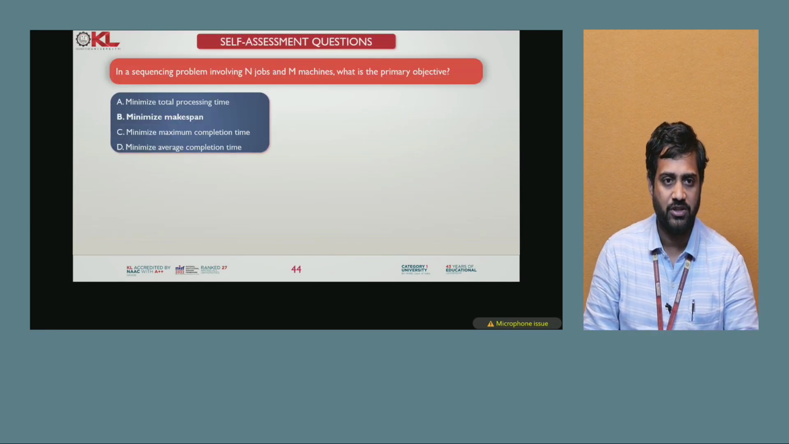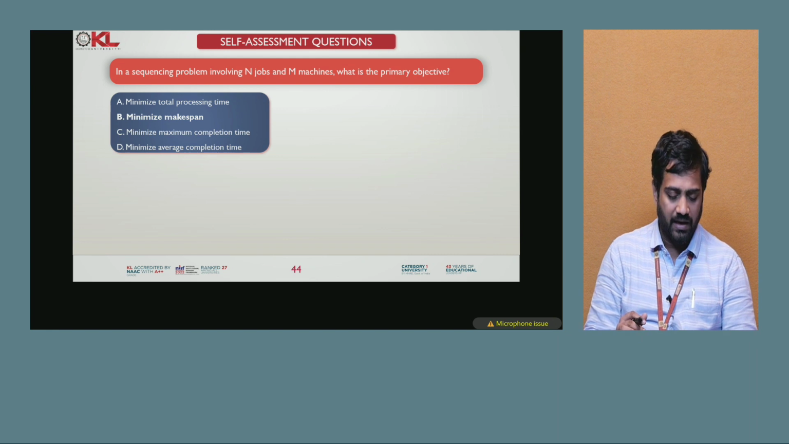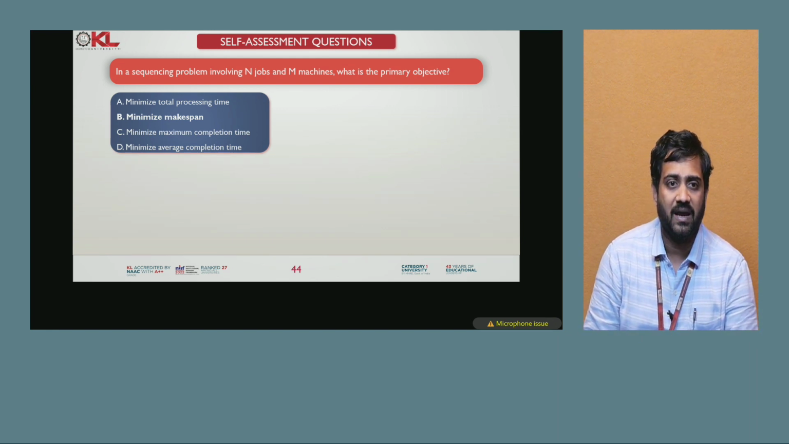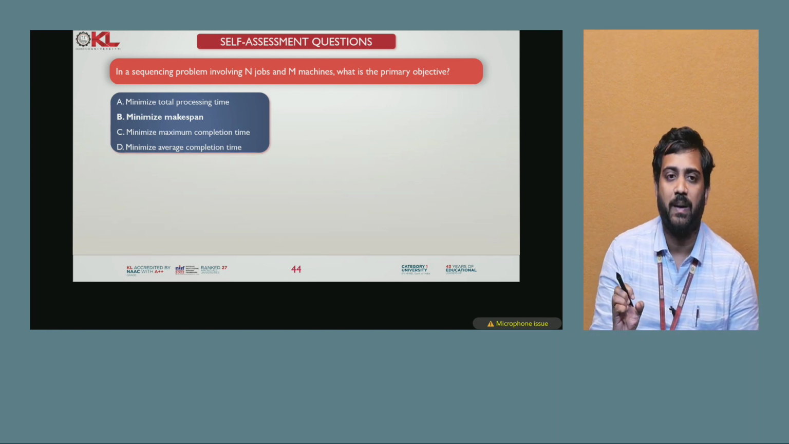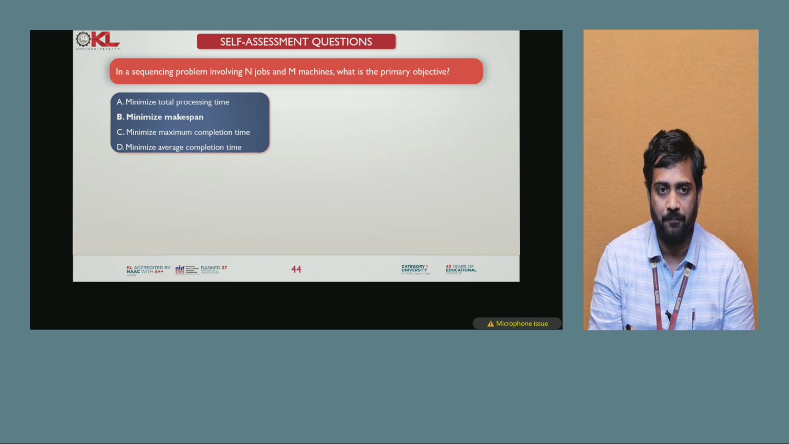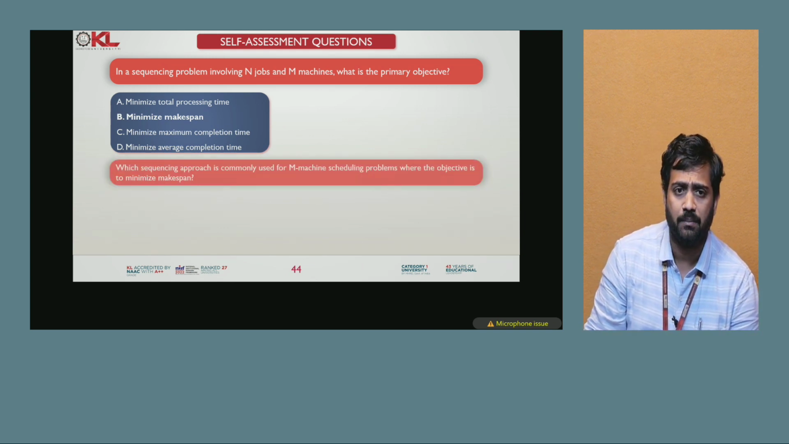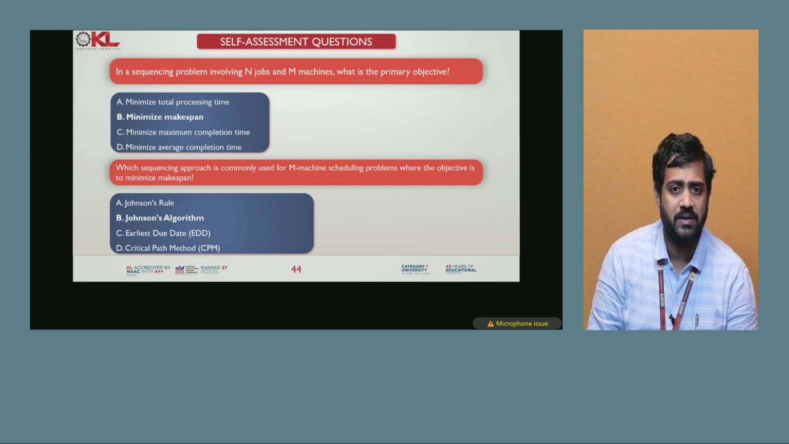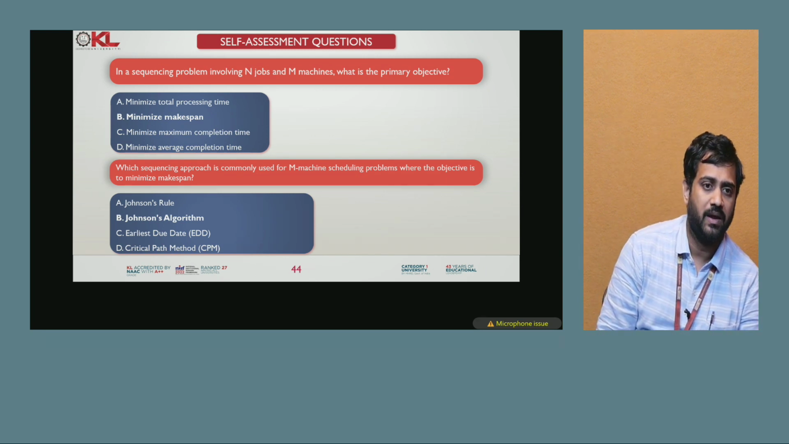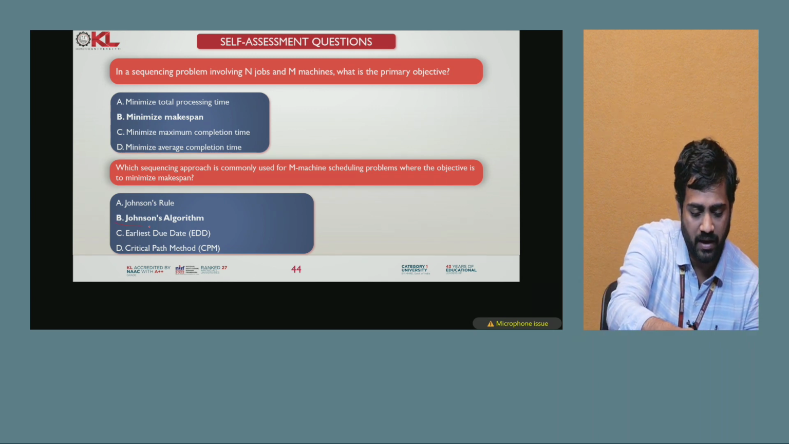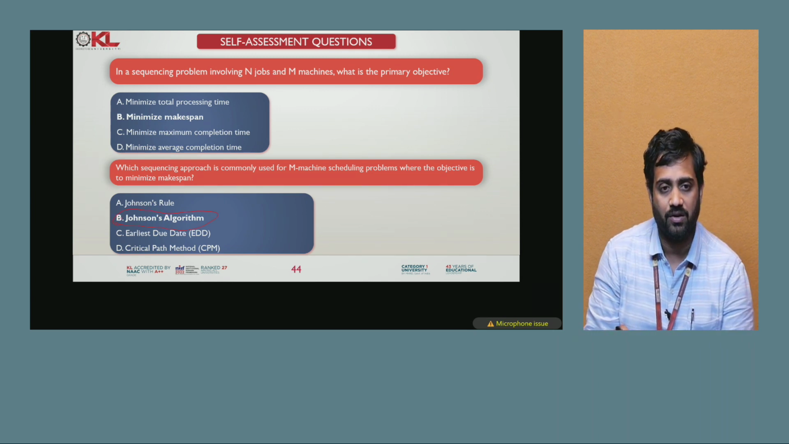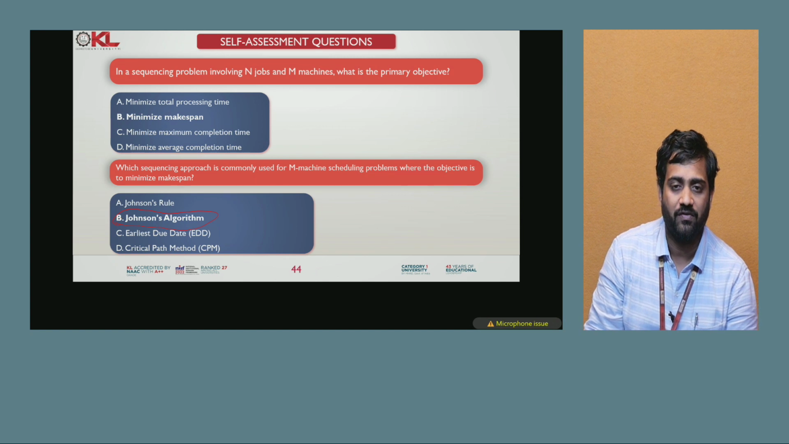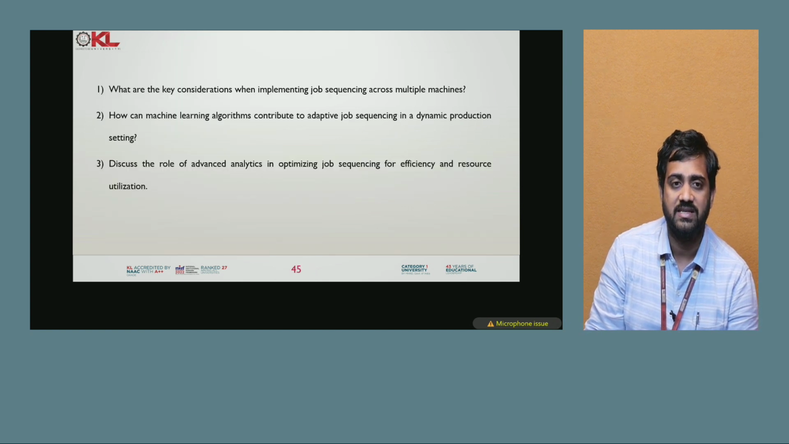And self-assessment questions: in a sequencing problem involving n jobs and m machines, the primary objective is to minimize the make span or the elapsed time, the total product completion time. Which sequencing approach is commonly used for m machine scheduling problems where the objective is to minimize the make span? Johnson's algorithm, that only we applied to identify the most logical sequence.